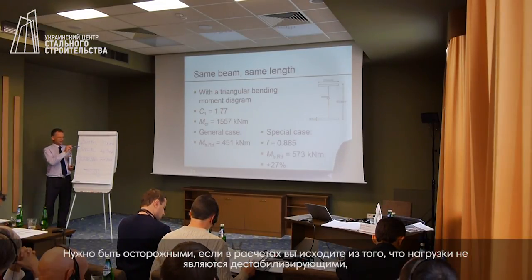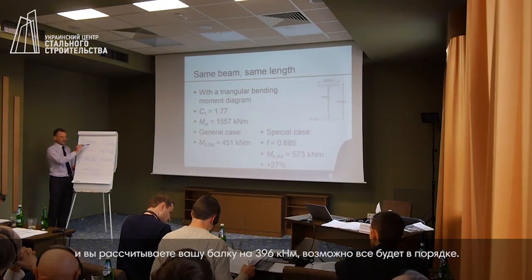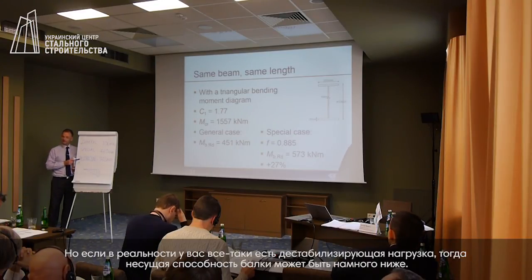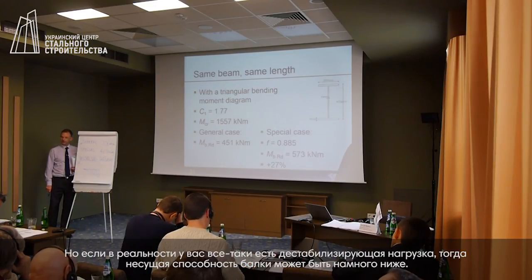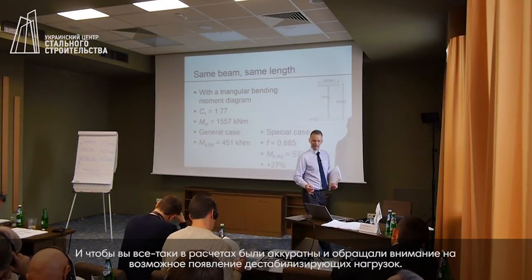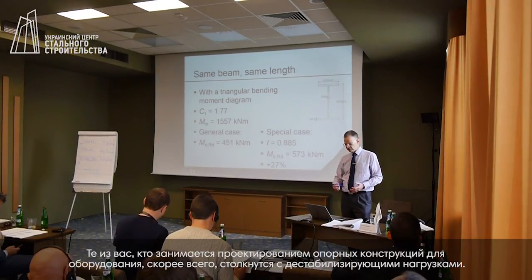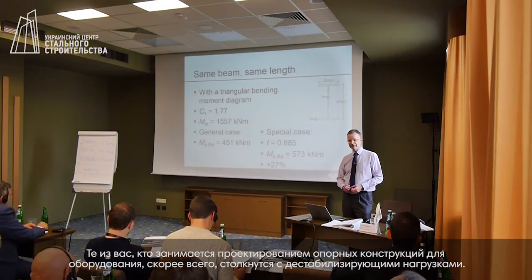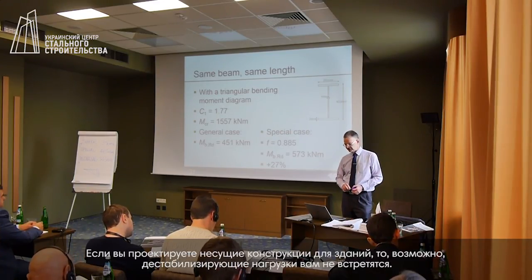So you must be careful. If you have assumed in your design that loads are not destabilizing, and therefore you've calculated a resistance of 396 for your beam, and perhaps that is okay. If in reality you have destabilizing loads, then the resistance can be significantly lower. And I tell you that just to make you aware and maybe make you concerned about the possible danger of destabilizing loads. For those of you who design plants or equipment support structures, it's probably likely that you find destabilizing loads. If you are in building construction, maybe you do not find destabilizing loads.